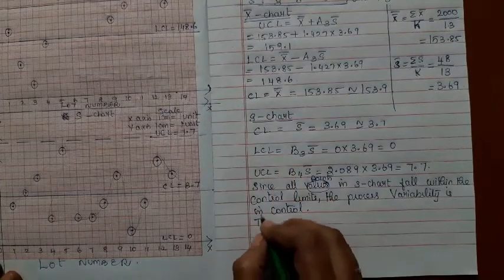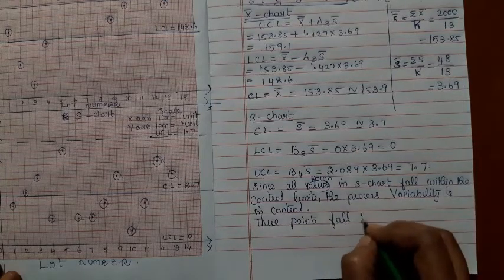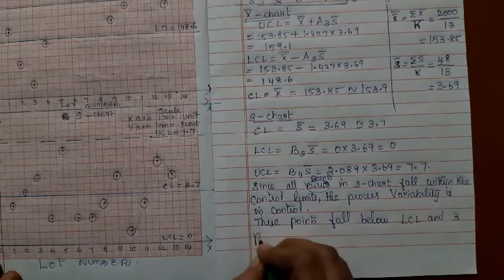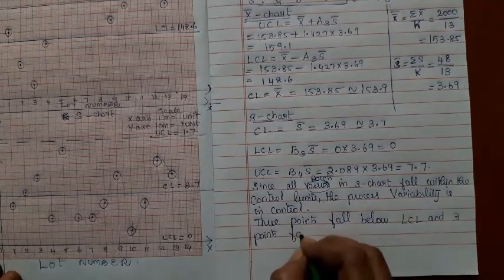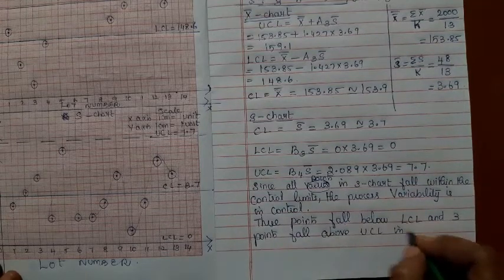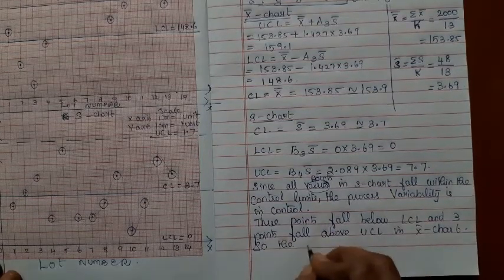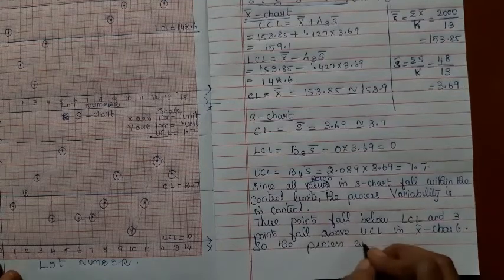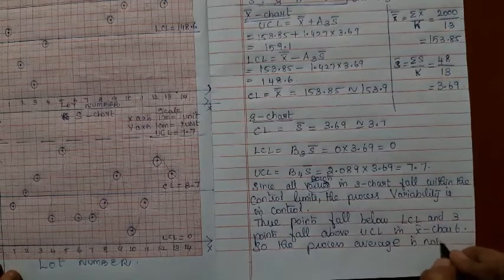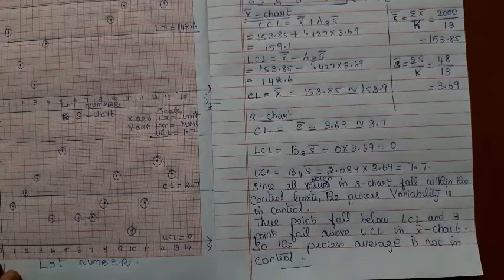Let us write: 3 points fall below LCL and 3 points fall above UCL, upper control limit, in the xbar chart. So the process average is not in control. The process has to be corrected. Okay, the process average is not in control. This is the conclusion, right? Thank you.